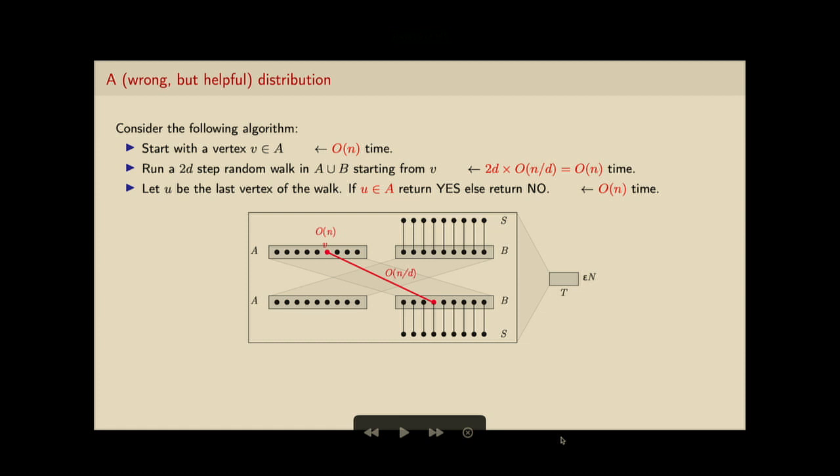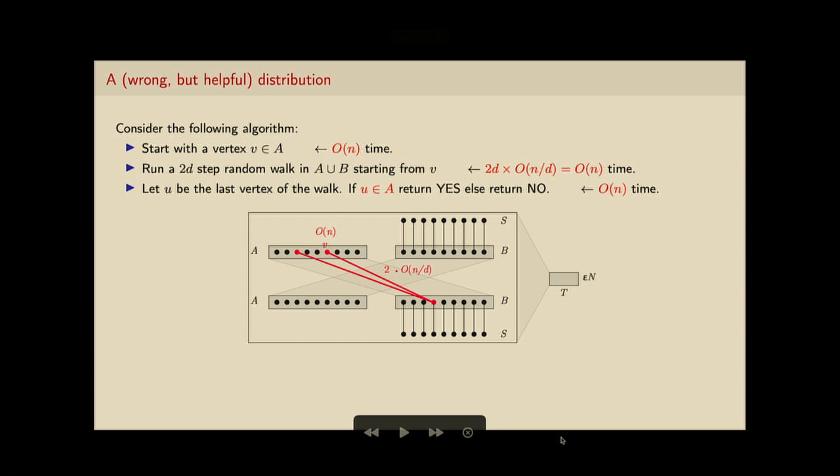So basically, d out of the n neighbors are in the core. So the probability that a random vertex is in the core is roughly d over n. So it takes roughly n over d time to find the next neighbor of v in the random walk. Okay? And then I continue the random walk for 2d steps. When I'm in this vertex in B, I go back to A.